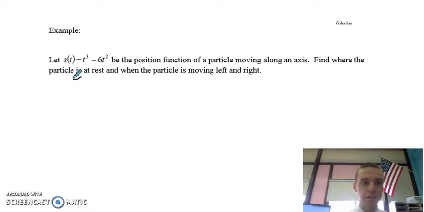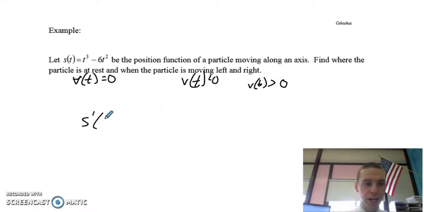v of t equals 0. And if it's moving left, we know that v of t is less than 0. And if it's right, we know v of t is greater than 0. Left would be going backwards, right is going forwards, therefore negative, positive. So s prime of t equals v of t, which equals 3t squared minus 12t.